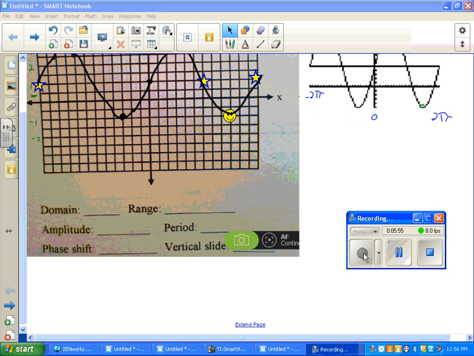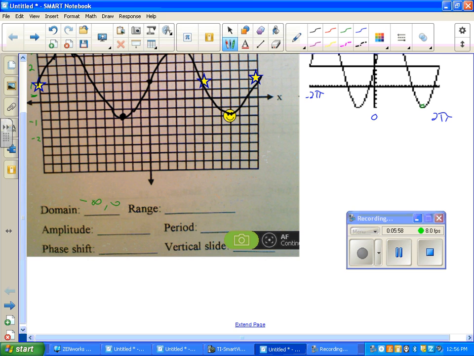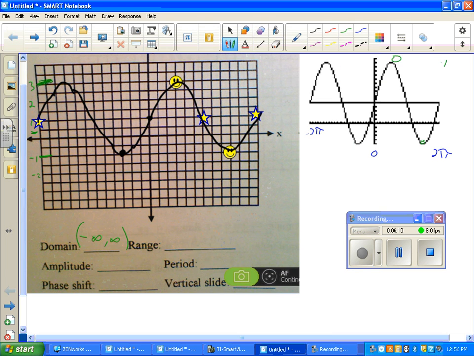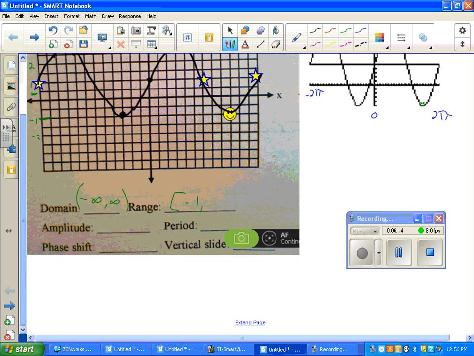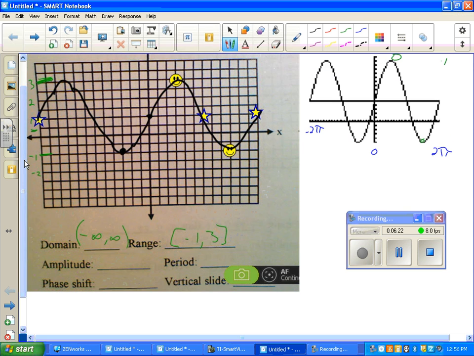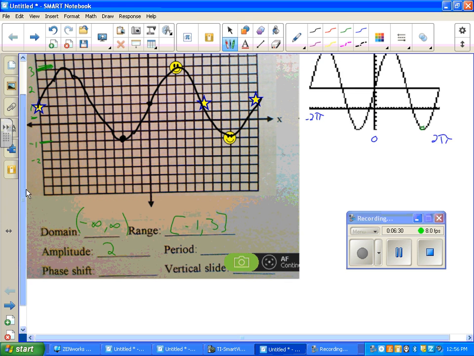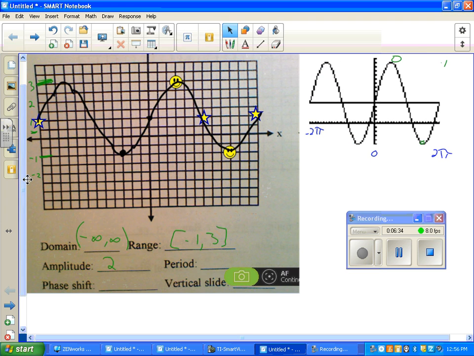So because this is not an inverse function, the domain is going to be negative infinity to positive infinity. The range is from -1 to +3, inclusive. The amplitude. Well, the amplitude is going to be half of that. From -1 to +3 is a total of 4. So the amplitude is 2. Okay. Now, how far is the period? If we take a look at the beginning of a wave, from here to the end, that's one wave, and that's 2 pi. Because from here to here was 2 pi, so the period is 2 pi.